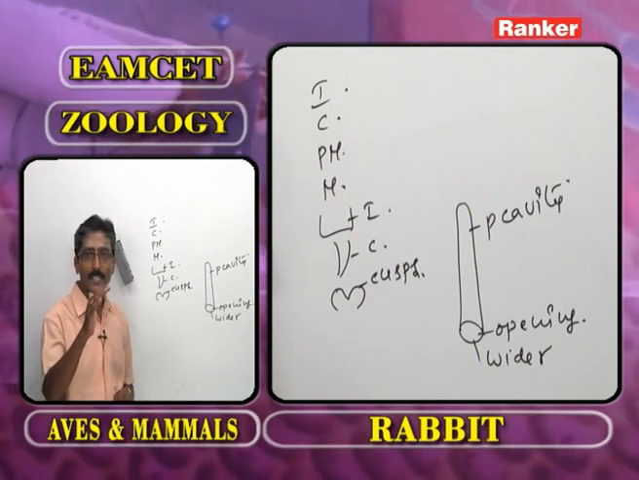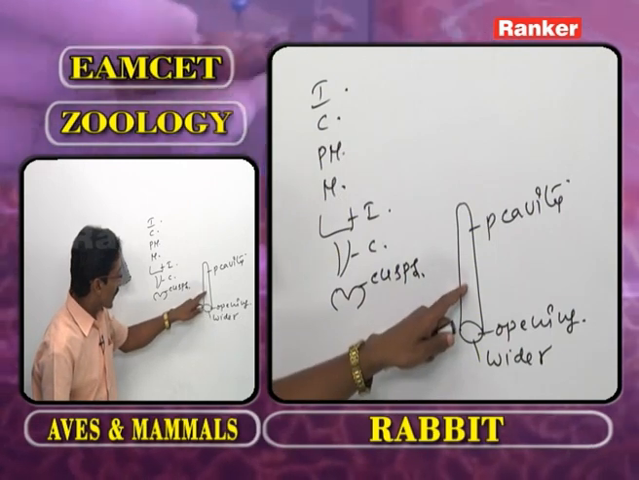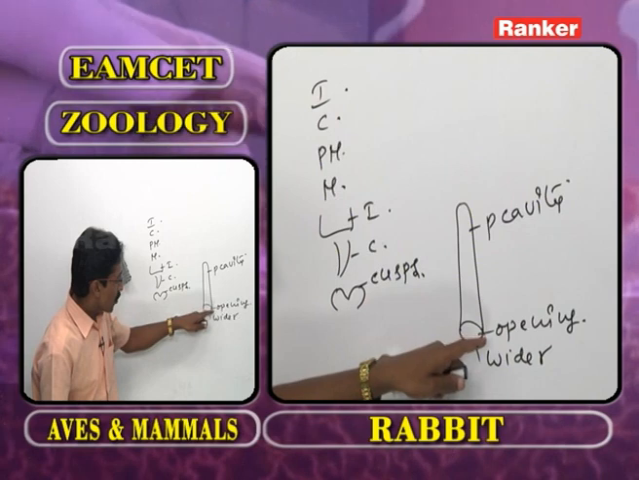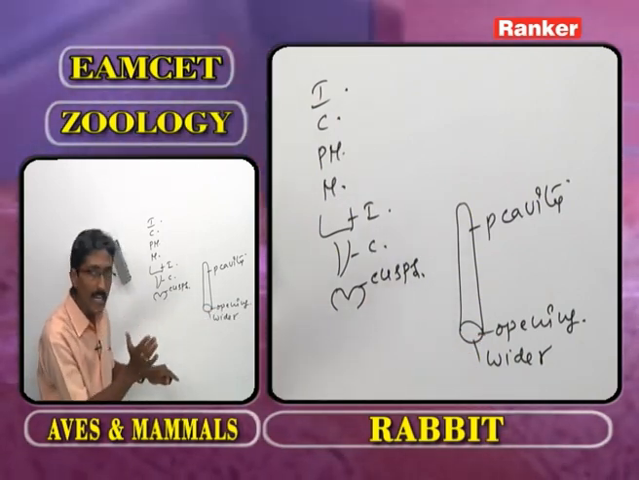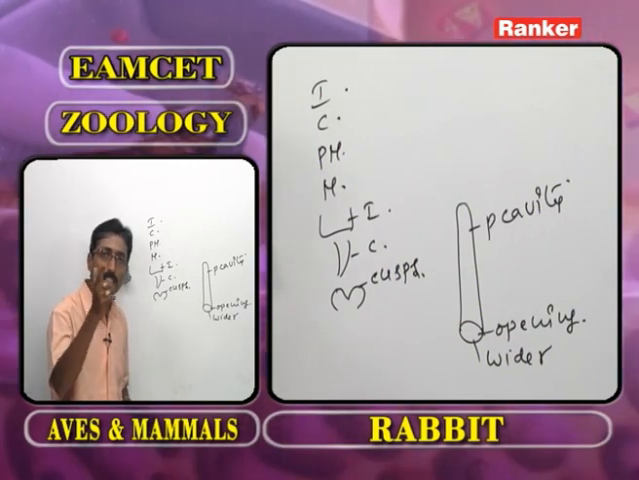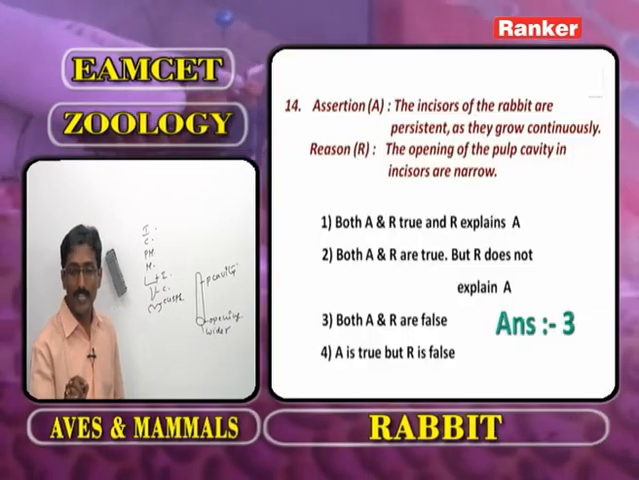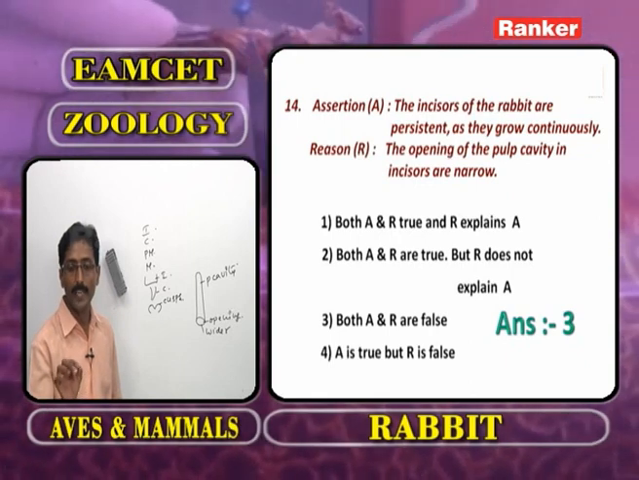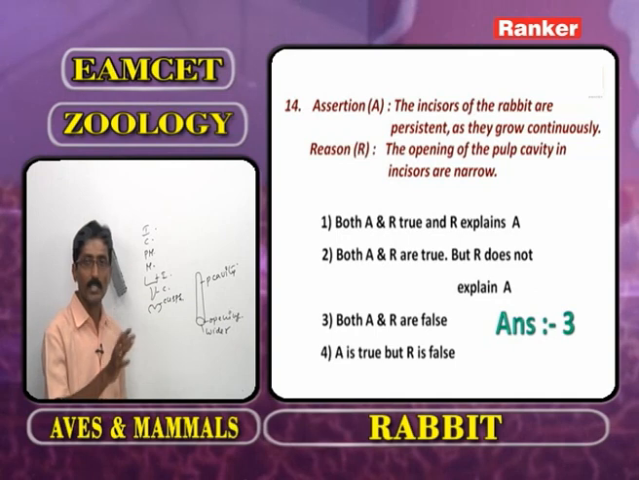Why do the incisors exhibit a continuous growth? As we observe the incisors, the pulp cavity opening is wider. So, there is a continuous supply of blood for the incisors. So, throughout the life, they exhibit the growth. Now, you observe the assertion. The incisors of the rabbit are persistent as they grow continuously. It is correct. Assertion is correct.